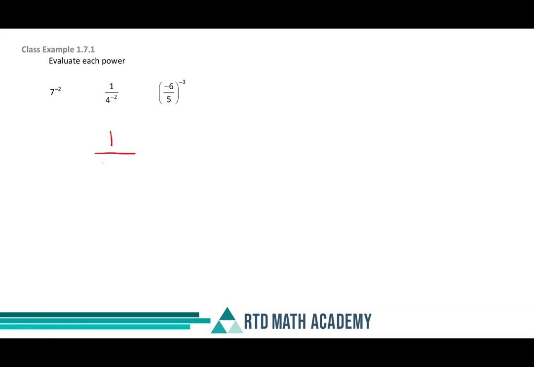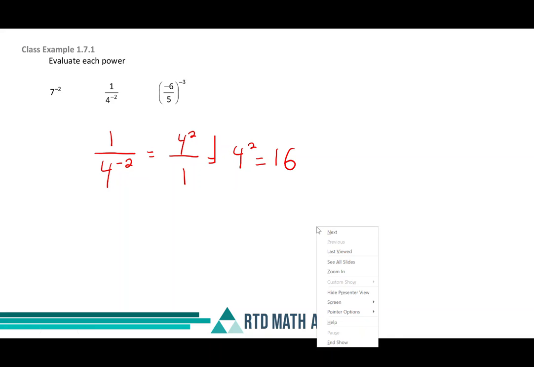1 over 4 to the power of negative 2. The negative sign simply indicates that we change its location from the bottom, this time to the top. So I get 4 to the power of positive 2, because the second I swap it, that means that I'm applying the negative sign. And from here, I know anything over 1 is itself, and 4 squared happens to equal 16. So 1 over 4 to the power of negative 2 equals 16.